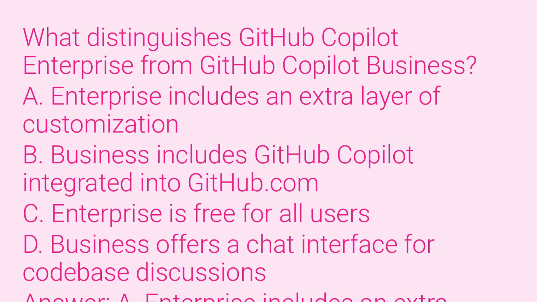What distinguishes GitHub Copilot Enterprise from GitHub Copilot Business? A. Enterprise includes an extra layer of customization. B. Business includes GitHub Copilot integrated into github.com. C. Enterprise is free for all users. D. Business offers a chat interface for code-based discussions. Answer. A. Enterprise includes an extra layer of customization.